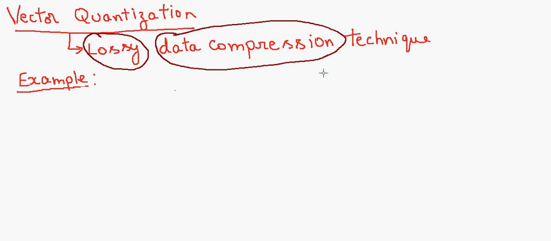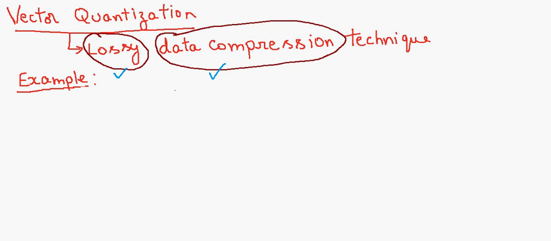In this video, I'll be talking about vector quantization. Basically, vector quantization is a lossy data compression technique. So, I will take an example to show what is lossy in this compression technique and how does vector quantization compress data.